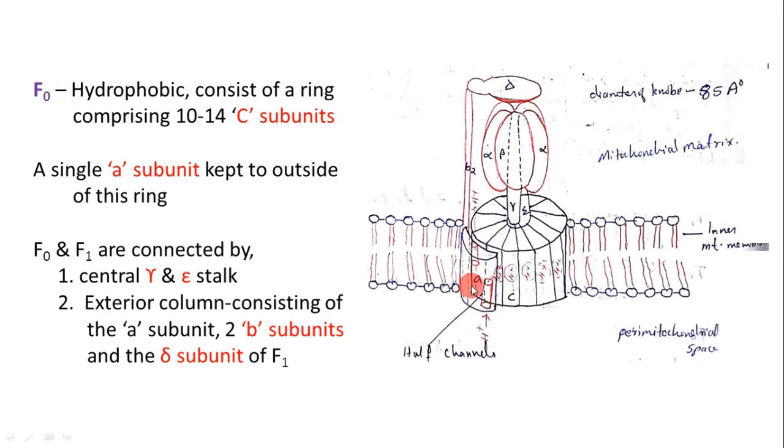On the A subunits, you can see two half channels. It is said to be two half channels because they are reaching only up to the middle of the inner mitochondrial membrane. Therefore, it is called a half channel. It is not piercing the entire width of the inner mitochondrial membrane. Here there is one half channel. It is open to the perimitochondrial space, and the other end is opening at the middle of the inner mitochondrial membrane. There is another half channel which starts from the middle of the inner mitochondrial membrane, then it opens out into the mitochondrial matrix. So there are two such half channels in the A subunits.